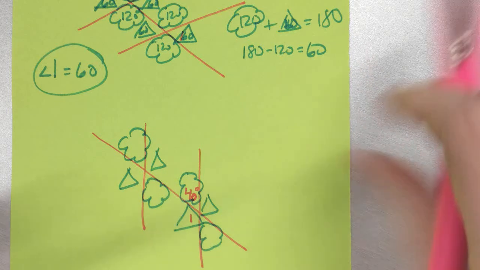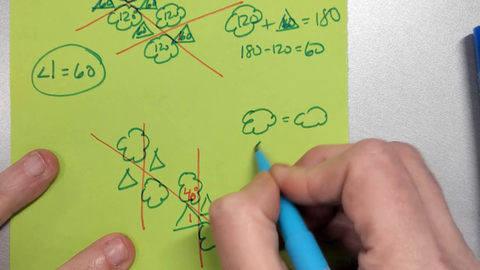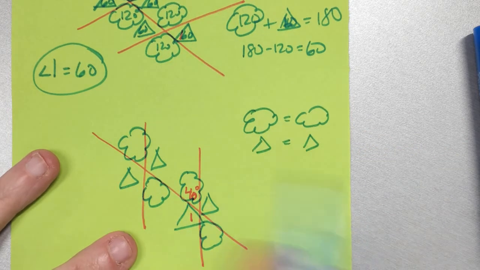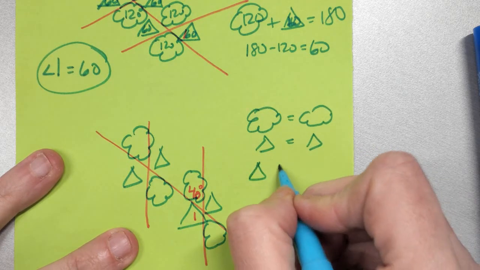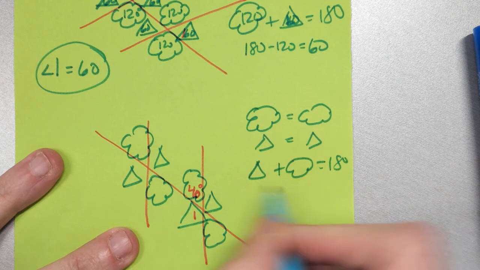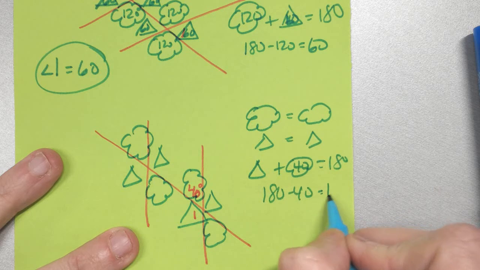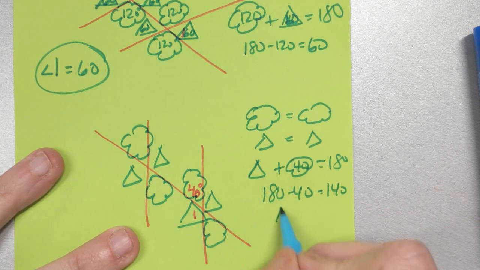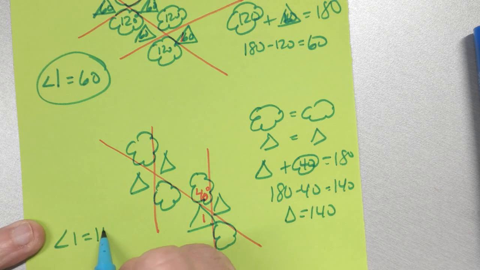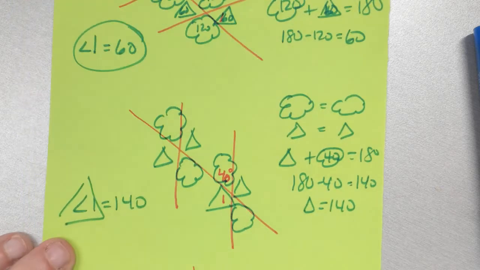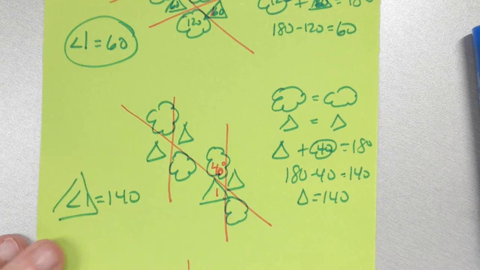Okay. So let's look at this. So I know that my cloud equals cloud, triangle equals triangle. And again, I'm writing this because you know what shapes you're doing, whatever shapes you do. So triangle plus cloud equals 180. Well, I know that cloud is 40. 180 minus 40 is 140. So triangle is 140. Angle 1 is a triangle, so it's 140. And honestly, half the time I actually draw the triangle on the question, so I make sure that I'm picking the right shape.